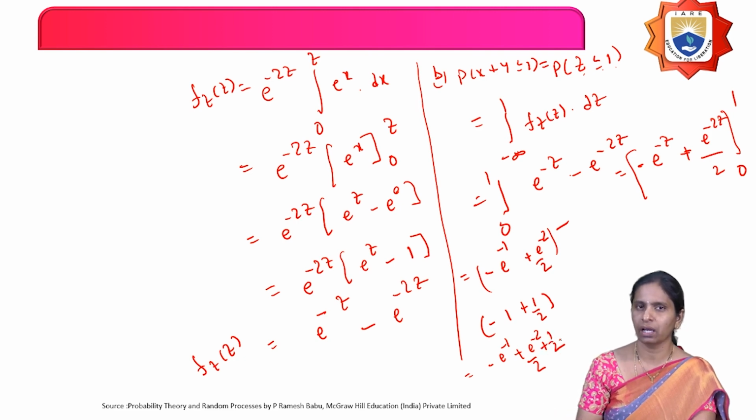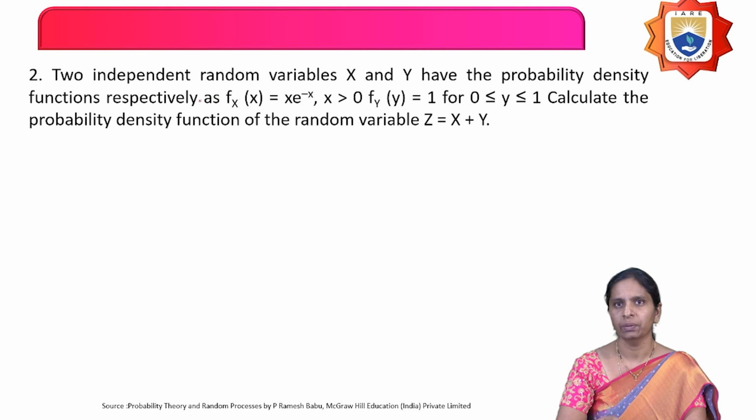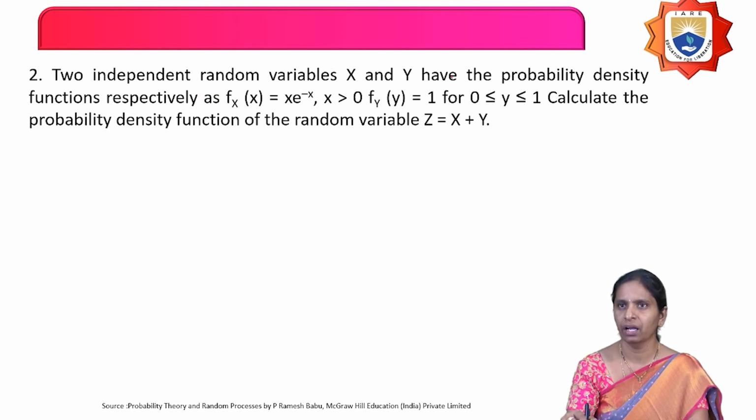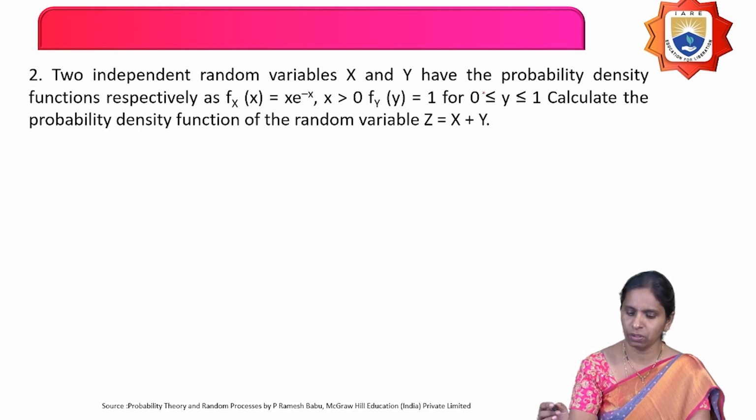So like that you can calculate the density function of the sum of two random variables as well as the probability of the sum of two random variables. And what is the next problem here? Two independent random variables X and Y have the probability density functions f_X(x) equals x e^(-x) for x greater than 0, and f_Y(y) equals 1 for 0 ≤ y ≤ 1. Calculate the probability density function of the random variable Z equals X plus Y.